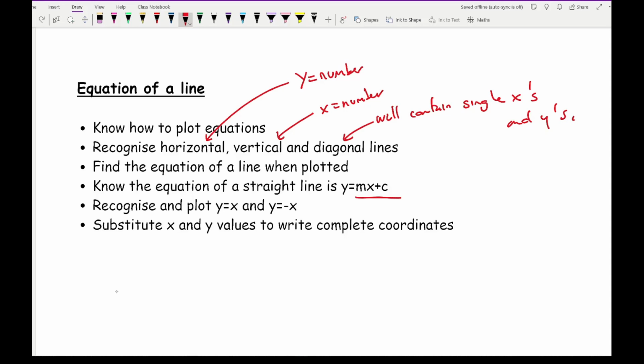You also should be able to recognize how to plot y equals x and y equals minus x. This would usually be linked with reflection or things like enlargement, but as that's not mentioned, you should be fine. And also know how to substitute x and y values into an equation to write complete coordinates. So for example, this all relates to a table of values.